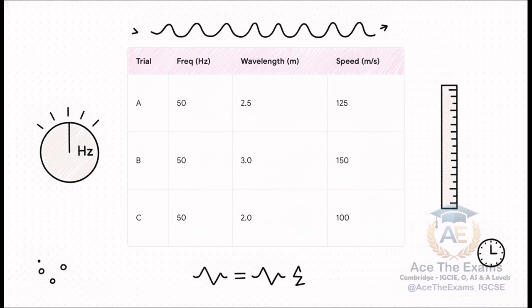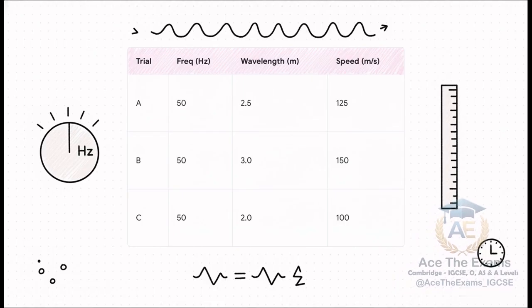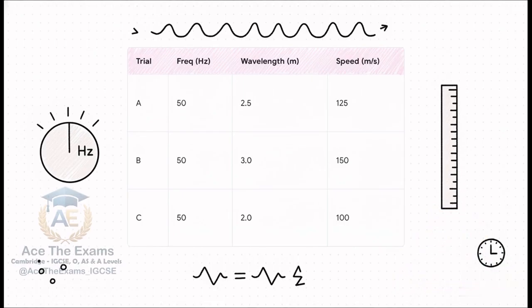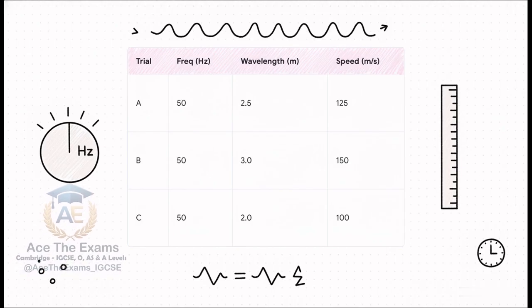The fundamental equation is wave speed equals frequency times wavelength. Because the frequency isn't moving, every single time the wavelength drops, the speed drops right along with it. They are perfectly locked in tandem.